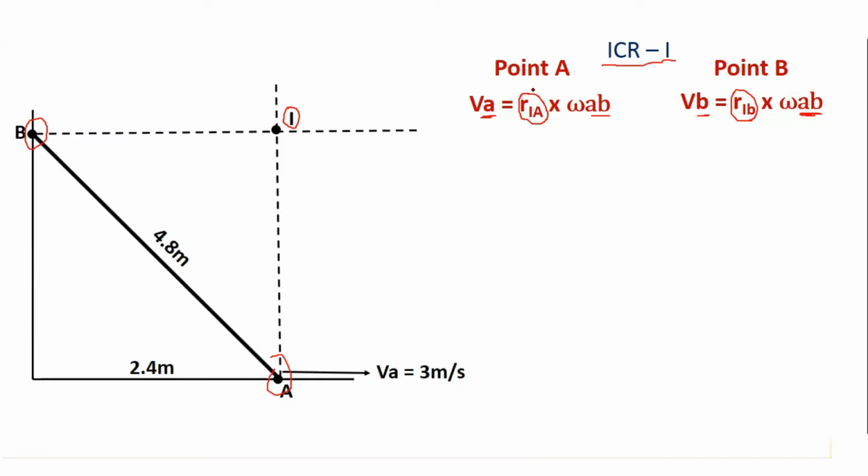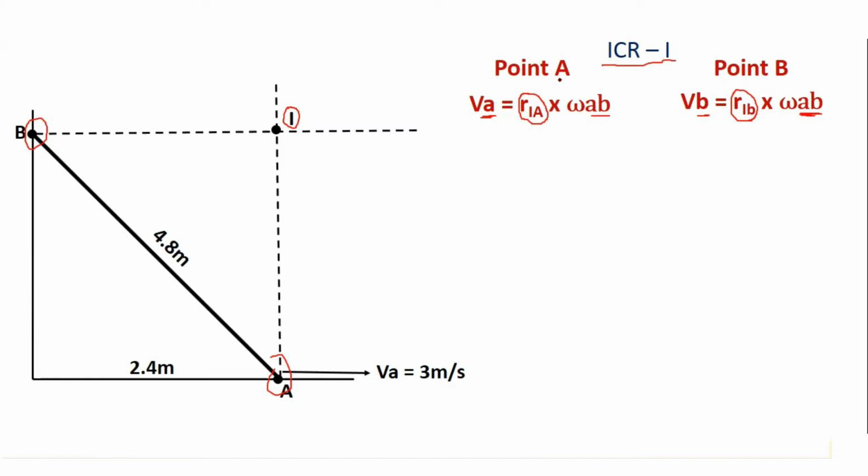What is the distance of RIA and RIB? When you find out these distances, the solution will follow automatically. So for RIA and RIB, in any problem, after writing down this formula, find out all the distances which are required. Again I repeat, first step, you write the ICR number. So I have written here ICR1.